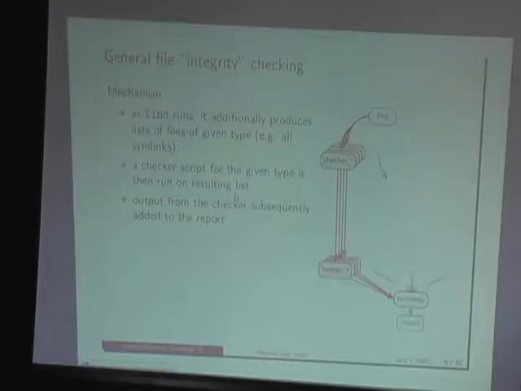Maybe it will be easier to tell how it works now. Basically, there's only one such string currently, and it's taking care of semantics. So find, as it goes on all the file systems, just outputs all symlinks to a file. Then a special checker script is run on this file, which just checks if the symlink is broken or not. And the list of broken symlinks is then appended to the report.